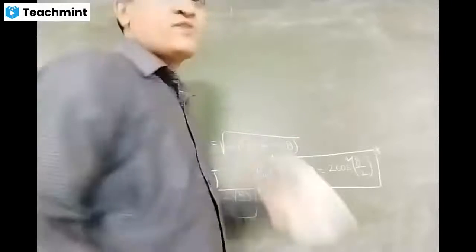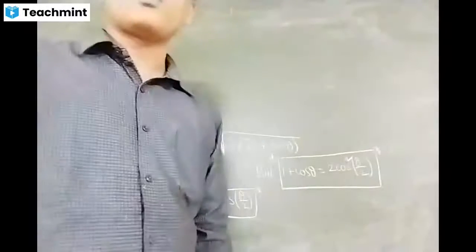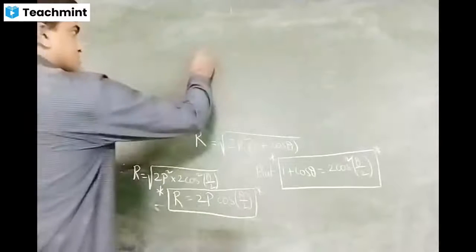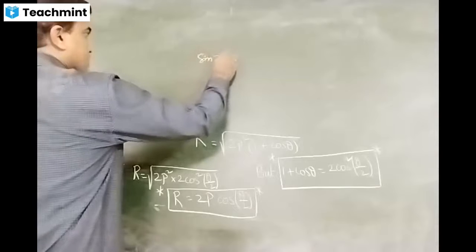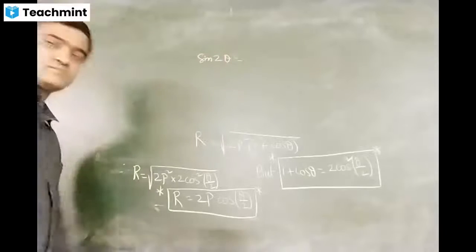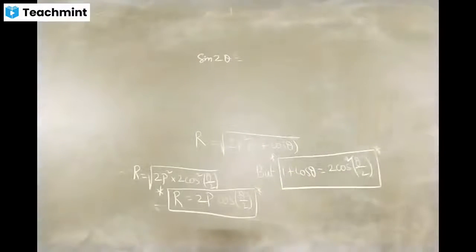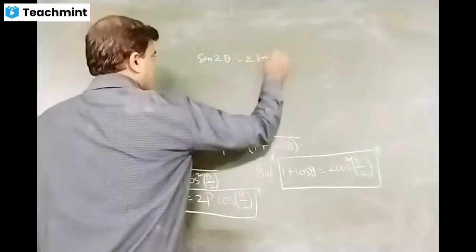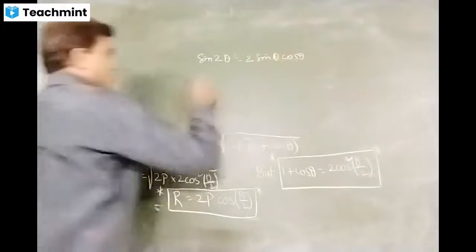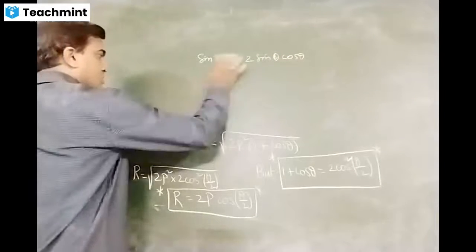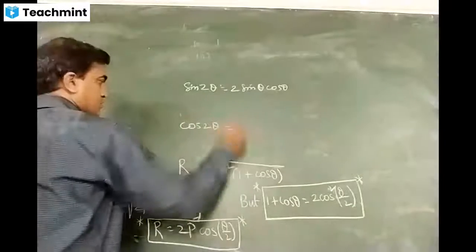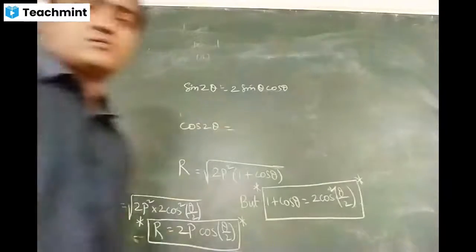Cos 2 theta formula. What is the formula we have for cos 2 theta? Recall all the formulas. Cos square theta minus sin square theta. What is the formula we have for sin 2 theta? 2 sin theta cos theta. Right, very good. Now, what is the formula we have for cos 2 theta? Cos square theta minus sin square theta.